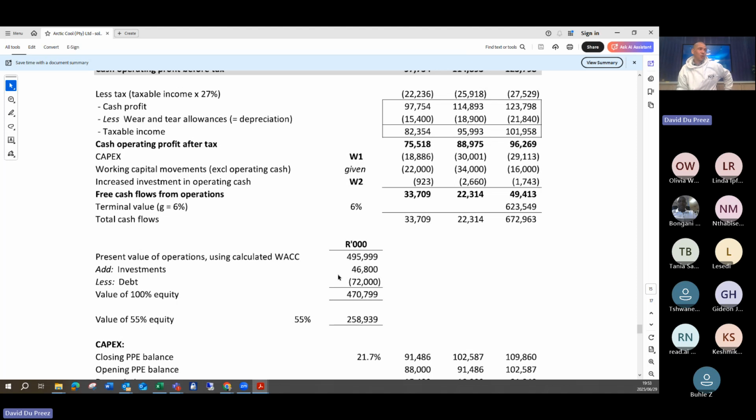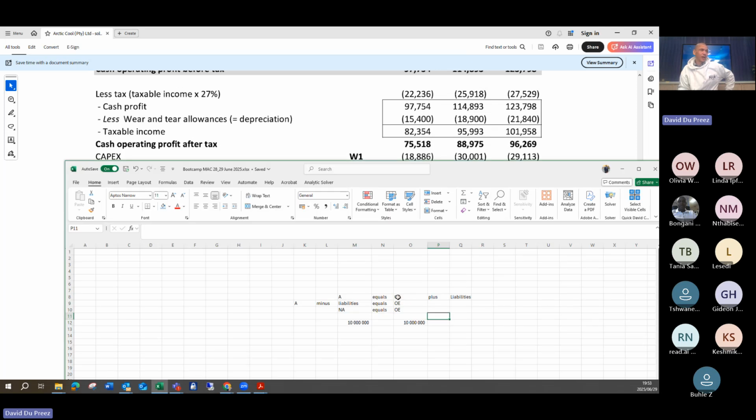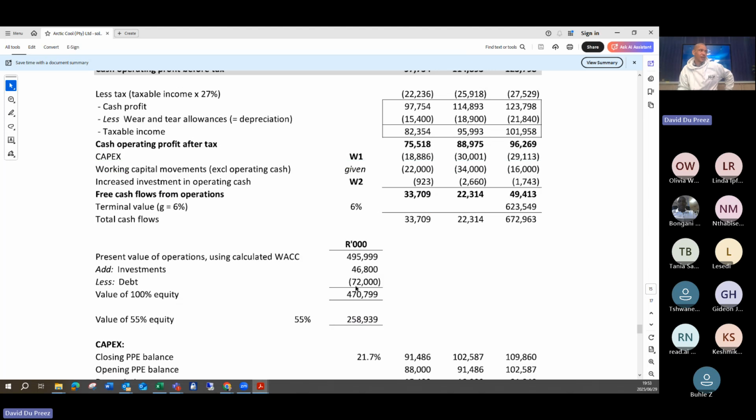In this case, the question was, okay, this is my value of equity, because essentially I'm adding the investments and less my debt. If I go back to this year, it is assets minus liabilities. So everything less my liabilities is equal to my owner's equity. That was really the calculation here. That gives me my equity, according to the accounting equation.